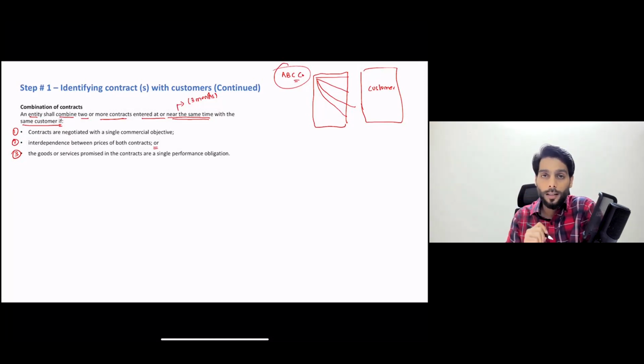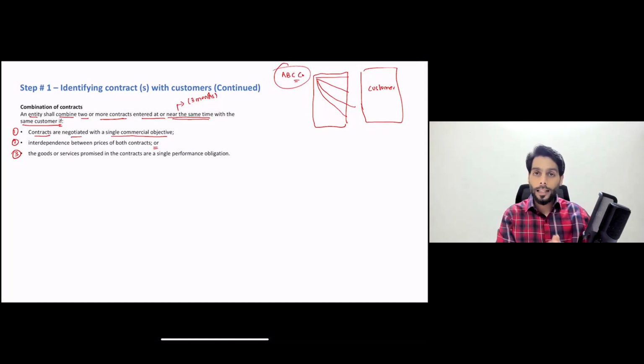So what is the first condition? The contracts are negotiated with a single commercial objective. If a company enters, at or near the same time, with the same customer into multiple contracts, and those contracts are negotiated with a single commercial objective, then those contracts may be combined to form one single contract. Now in legal terms, those may be different contracts. But in IFRS 15, they will be treated as one single contract if they have a single commercial objective.